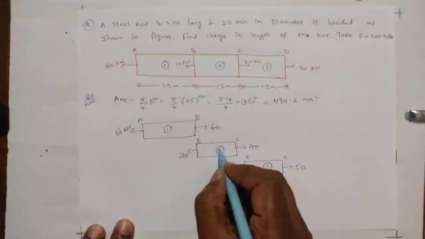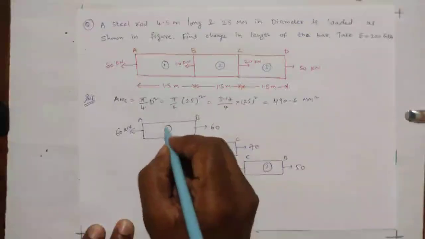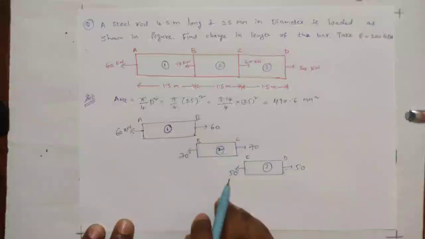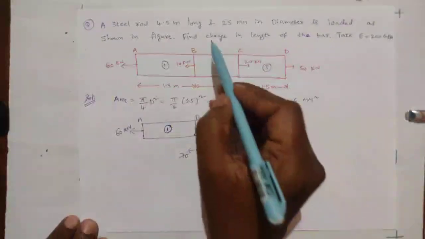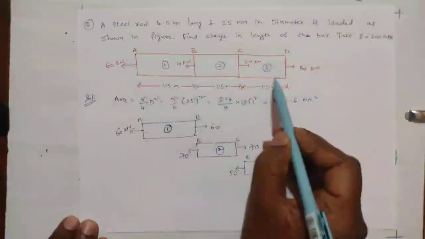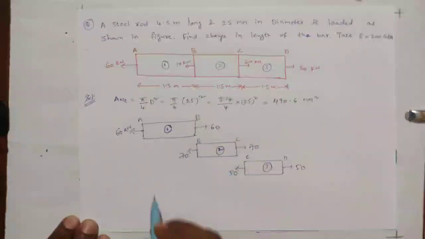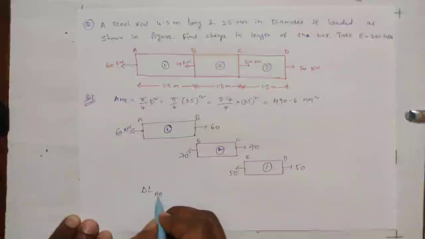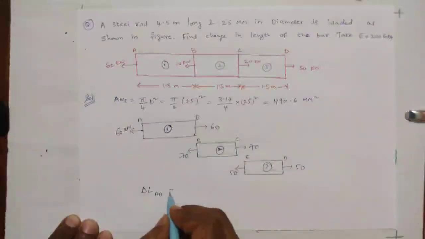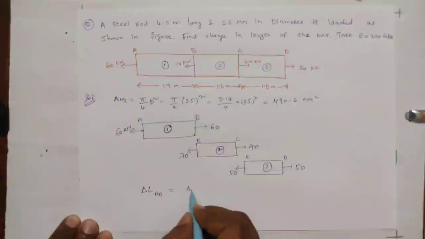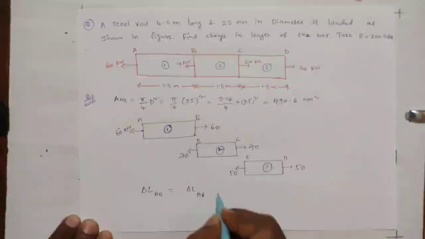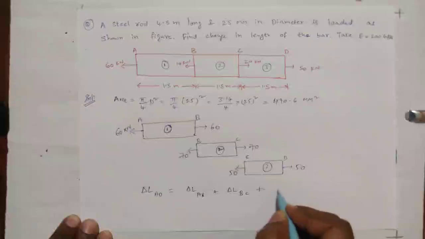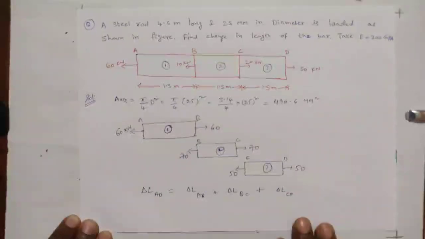Part means part of the section, part of the length, L1, L2, L3. And here we need to find the change in length of the bar. This is a bar. Complete change in length we need to find out, that is delta L of AD, A to D. Delta L AD is equal to delta L of AB plus delta L of BC plus delta L of CD.